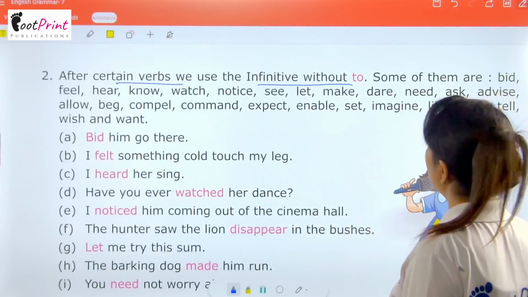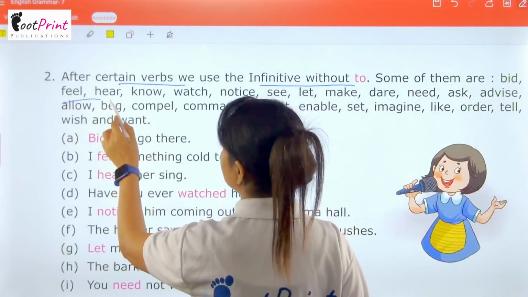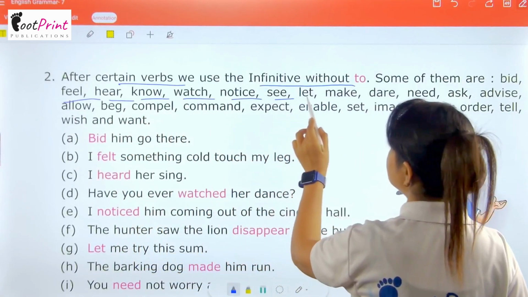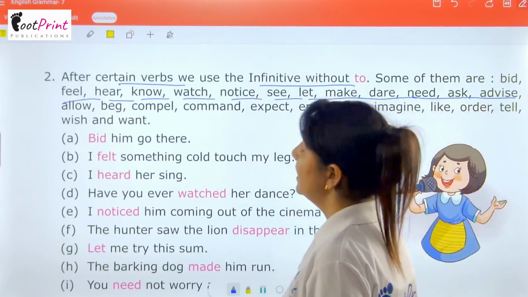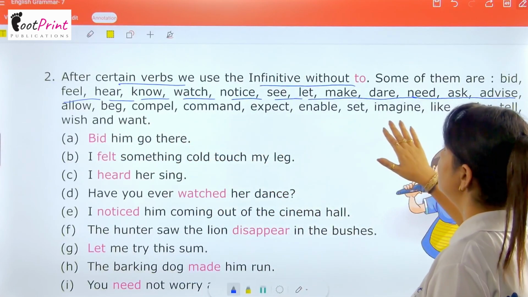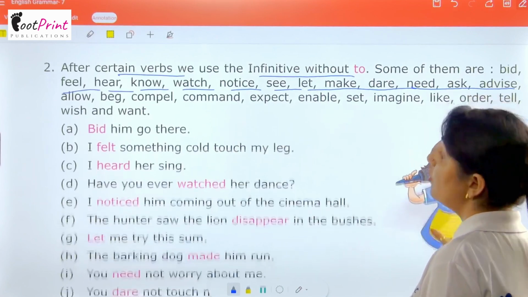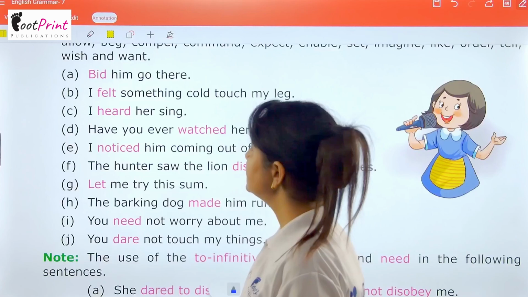Some of them are bid, feel, hear, know, watch, notice, see, let, make, dare, need, ask, advise, allow, beg, compel, command, accept, enable, set, imagine, like, order, tell, wish, and want. Now these are the sentences with them.